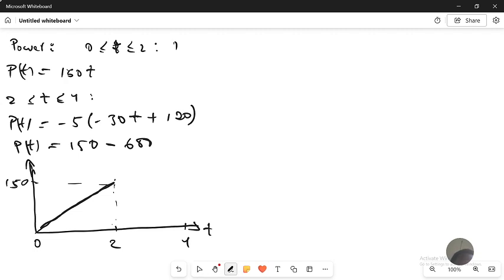Now from 2 to 4, I have 150T minus 600. If T equals 2, it is going to be 150 multiplied by 2, minus 600, which is minus 300. So minus 300 is here.